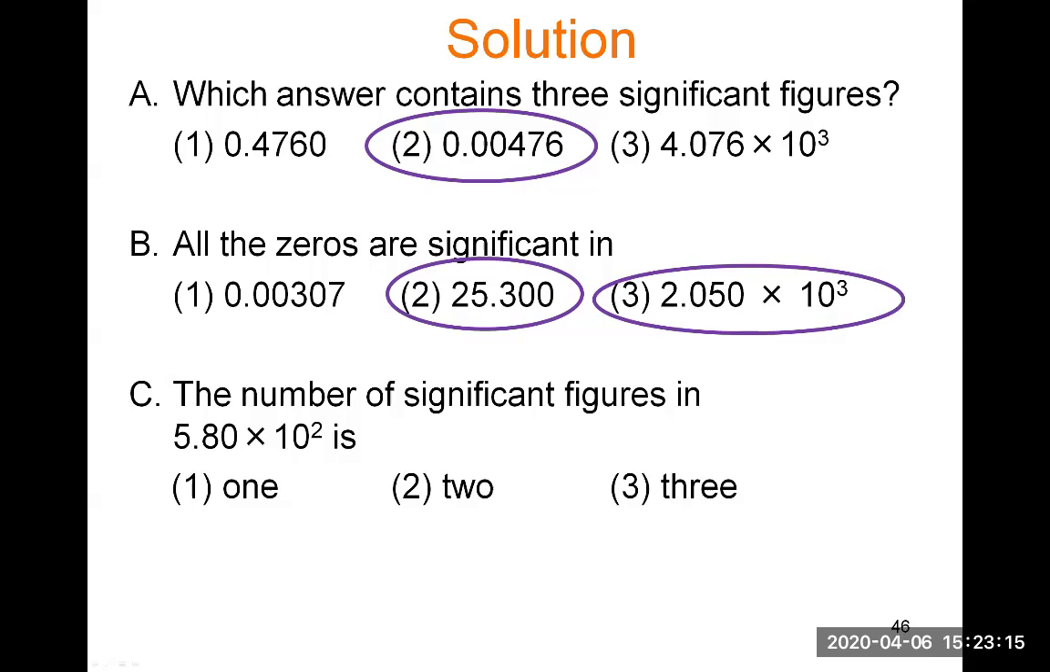The number of significant figures in 5.80 times 10 to the second power is, so 1, 2, or 3? And the answer is 3, because the 0 is significant. When you have 5.80, the 0 comes after the decimal point and it comes after non-zero digits. So it is meaningful, it is significant. So we have 3 significant figures in that number.